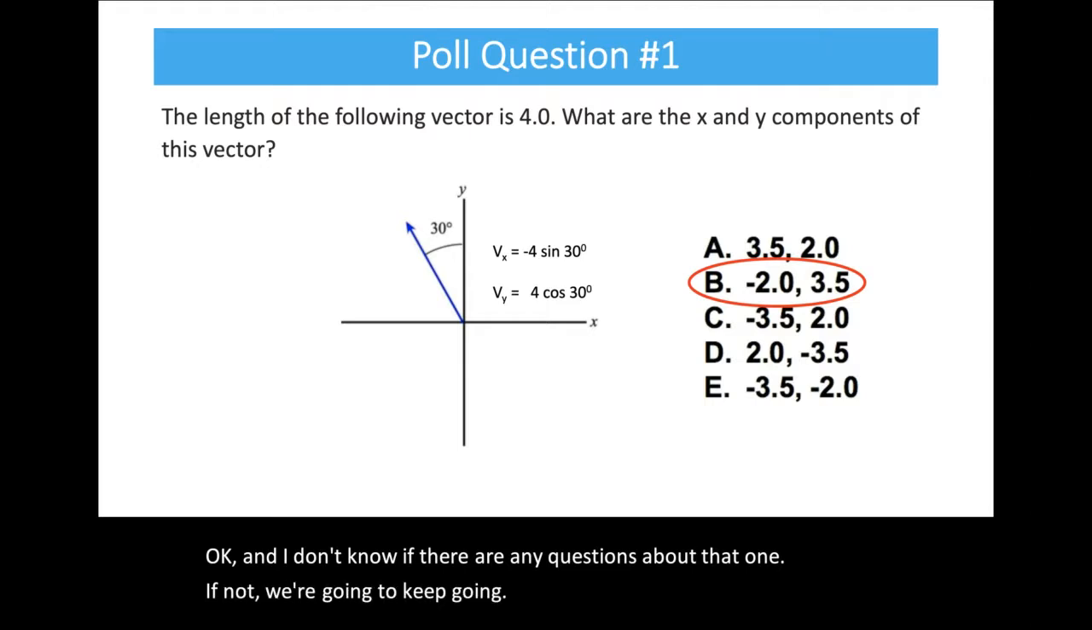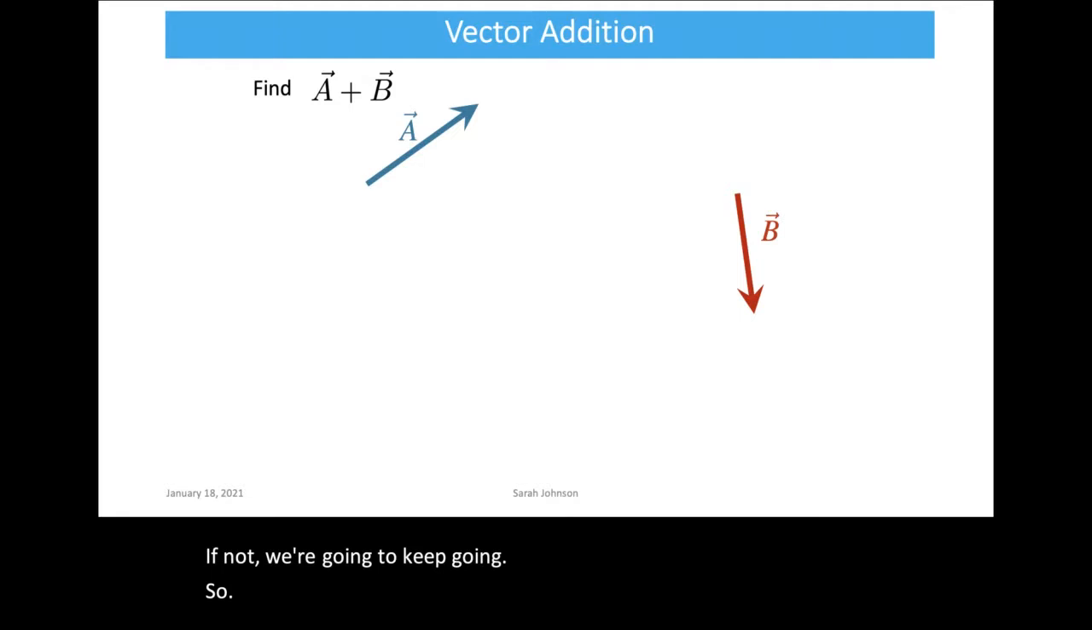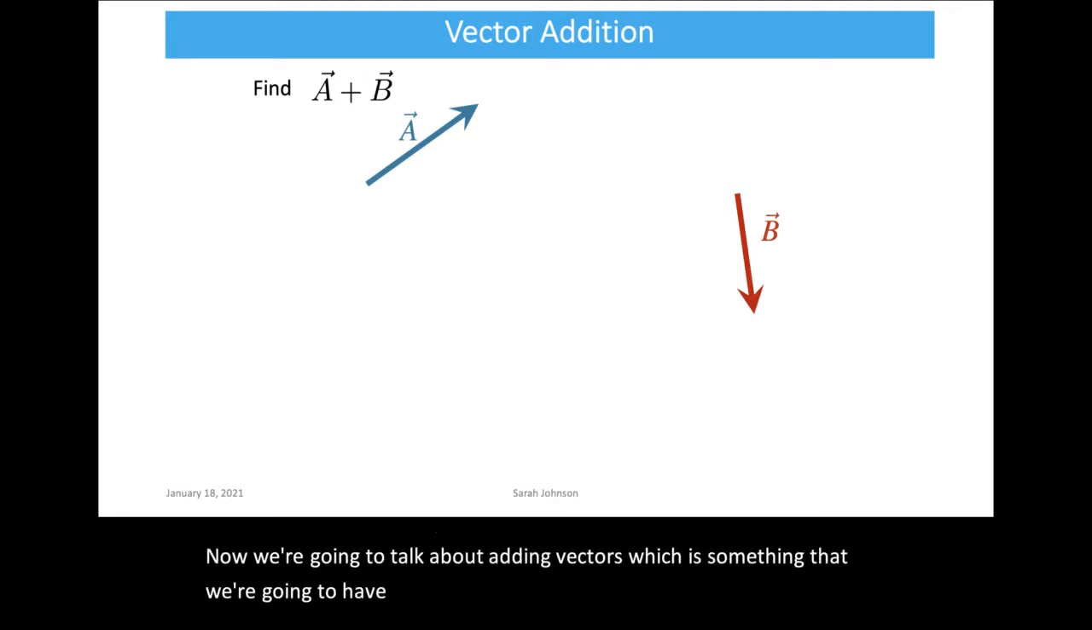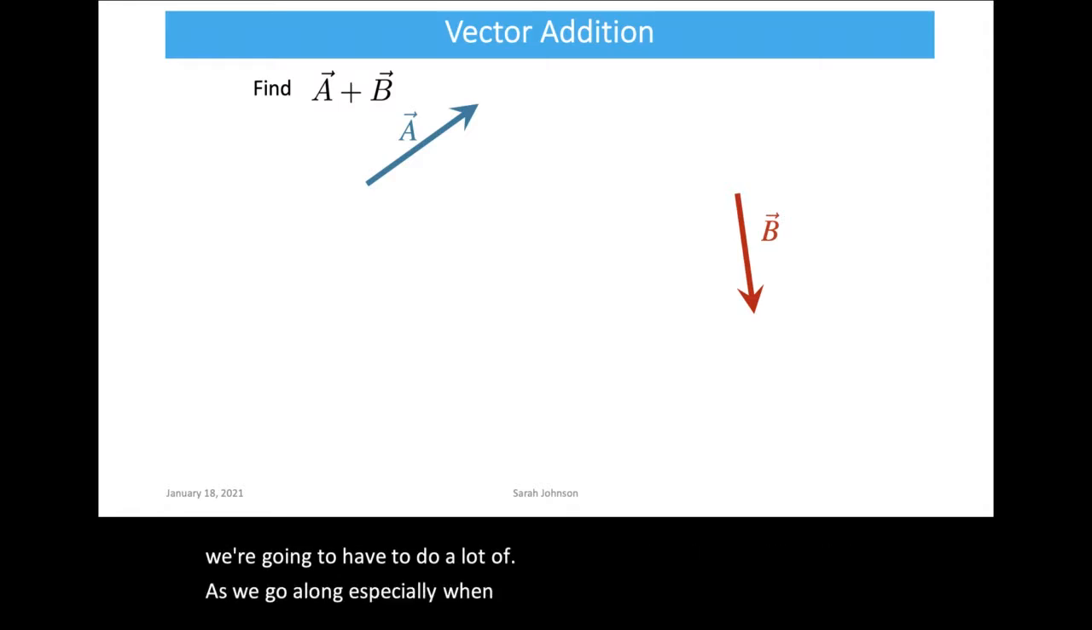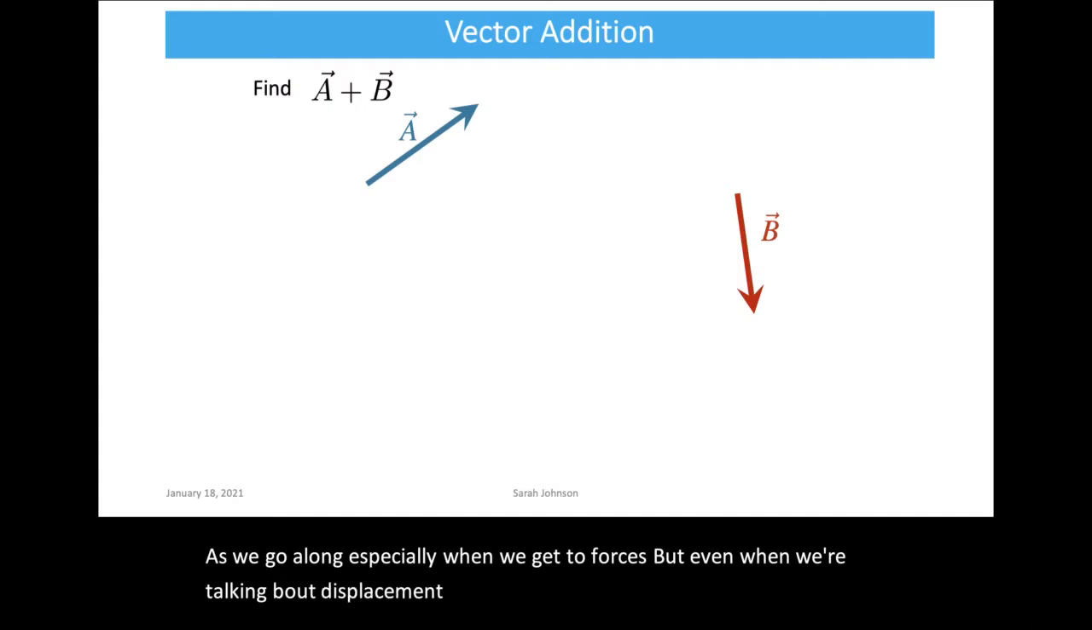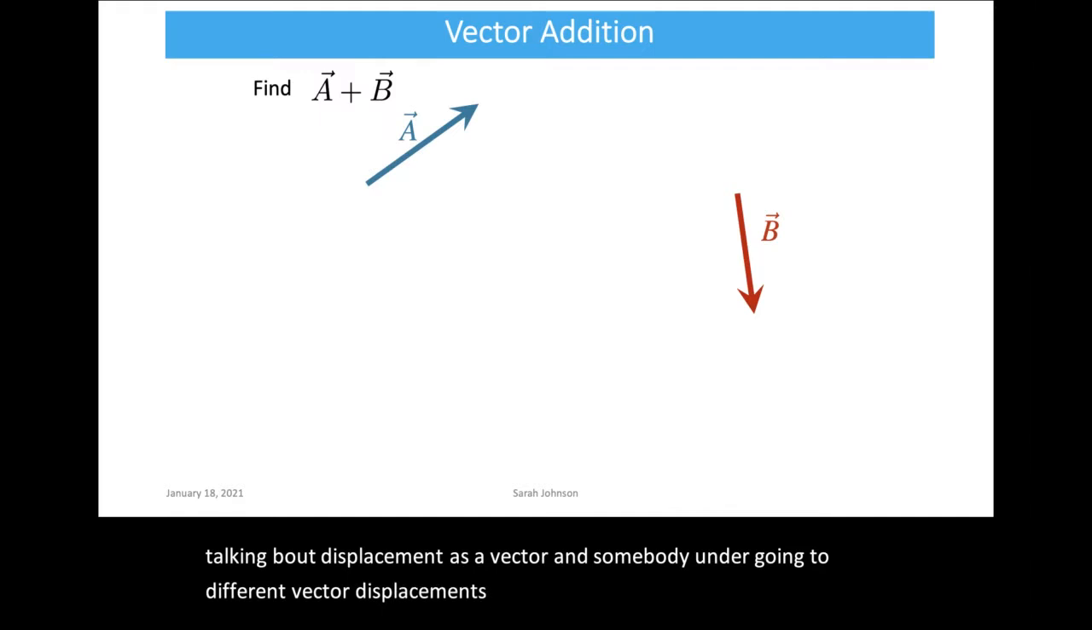So now we're going to talk about adding vectors, which is something that we're going to have to do a lot of as we go along, especially when we get to forces. But even when we're talking about displacements as a vector and somebody undergoing two different vector displacements, how do we figure that out?